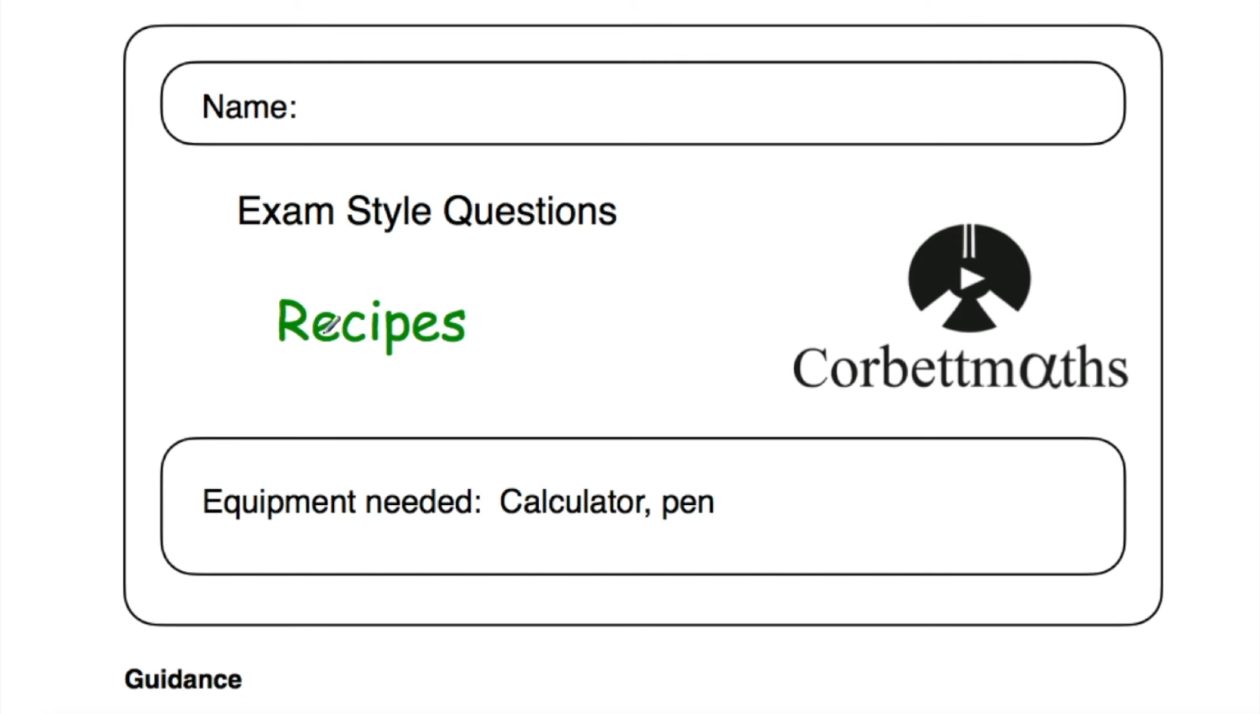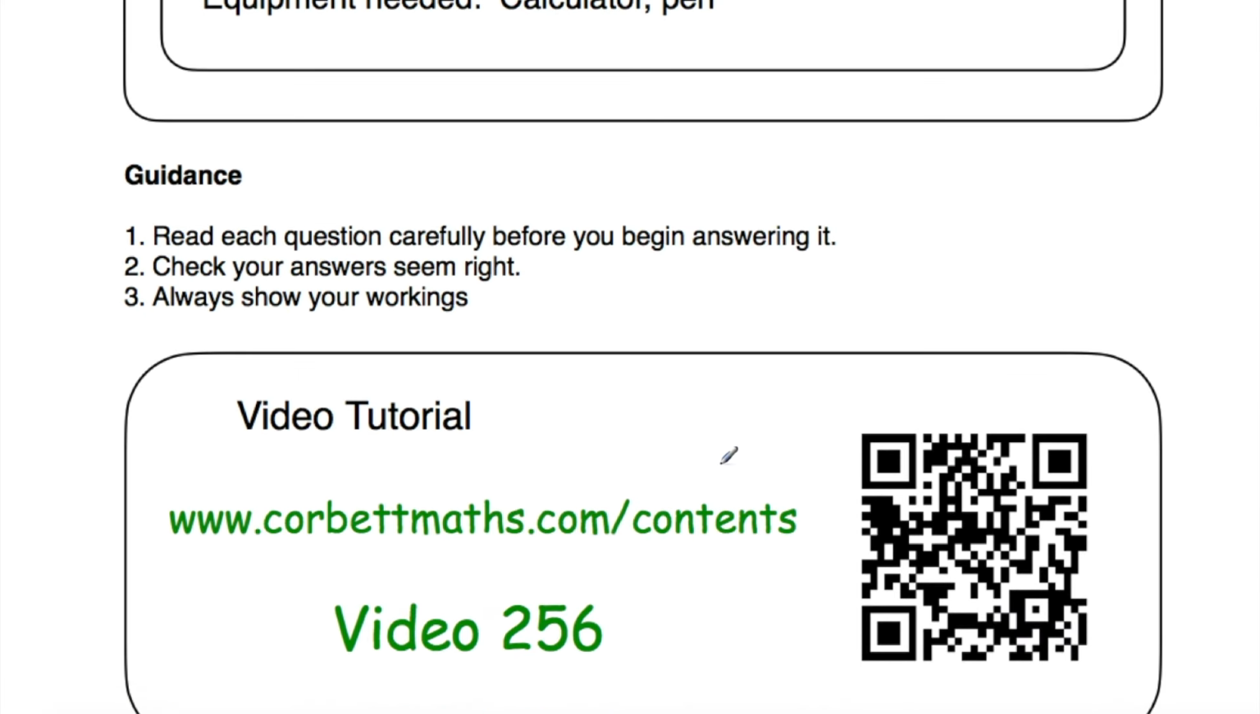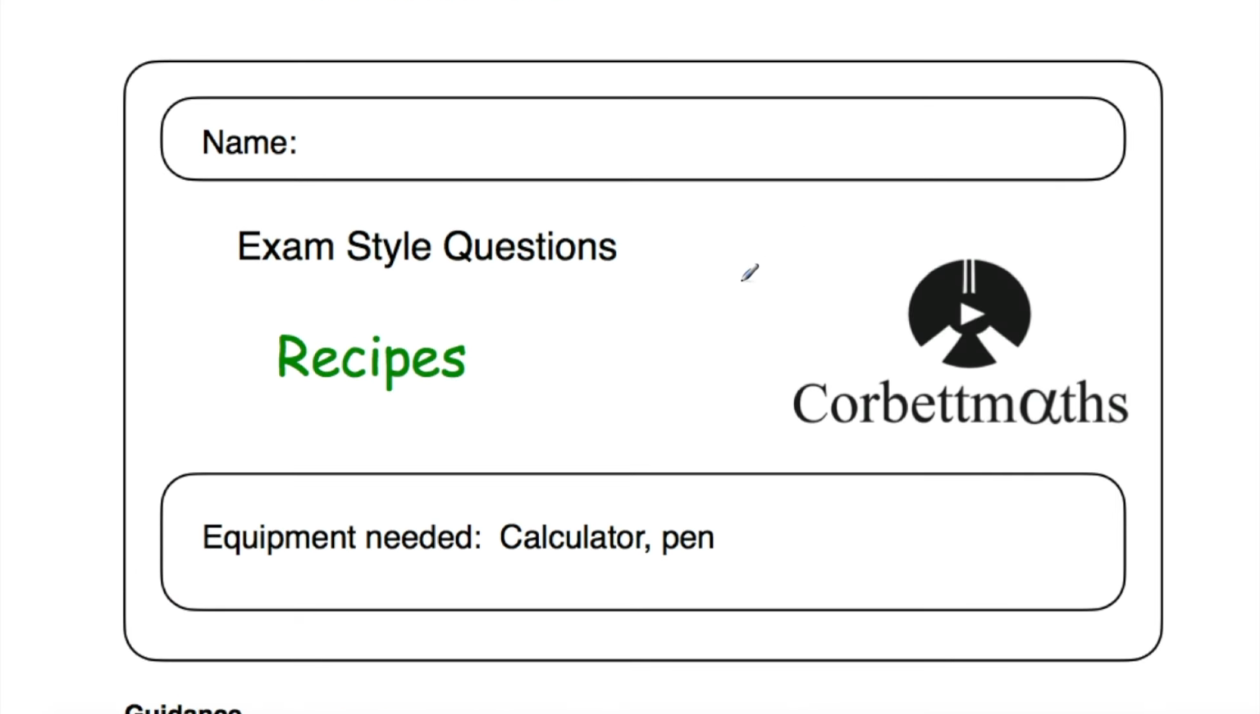In this video, we're going to look at the video solutions to the recipes practice questions. If you need any extra help on answering questions based on recipes, go to Corbettmaths, go to the videos and worksheets section and scroll down to video number 256, there's a dedicated video tutorial on that. Alternatively, scan this QR code. But in this video, we're going to focus on the video solutions to the practice questions, so let's get started.